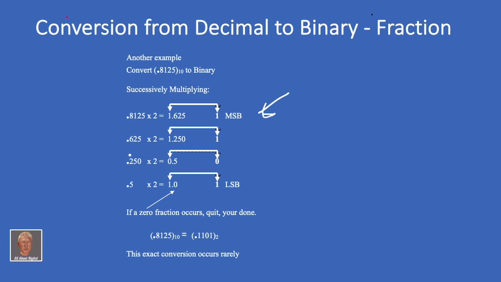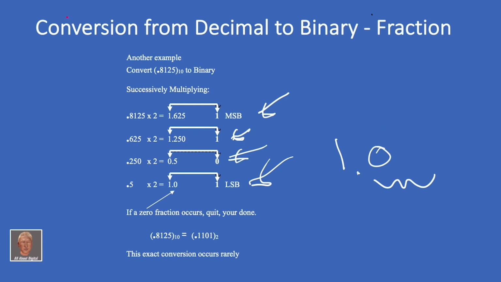So now we take the 0.625 multiplied by 2, and we get 1.250. Well, there's a 1 there again, so we get another 1. Then we take 0.250, multiply it by 2, we get 0.5, so 0 goes right there. And then we take this 0.5, multiply that by 2, and we get 1.0. And you get a 1, and so the 1 creates an LSB. So, as you are successively multiplying, if you ever get down to 1.0 at the end, it's exactly equal to that number.